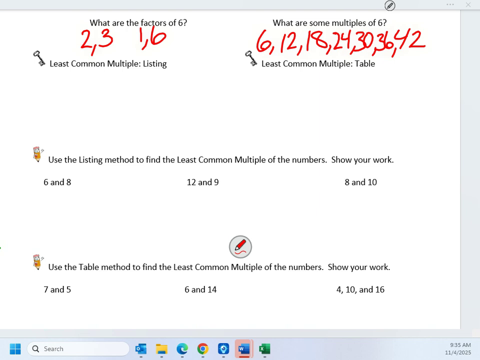So when I list multiples, trying to find the least common multiple, pay attention up here. I'm trying to find that. I like to go up to that number times 10. So 10's 1, 2, 3, 4, 5, 6, 7, 8, 9, 10. And I usually stop at 10. So if I'm listing, let's say I am finding the least common multiple for 4 and 6.